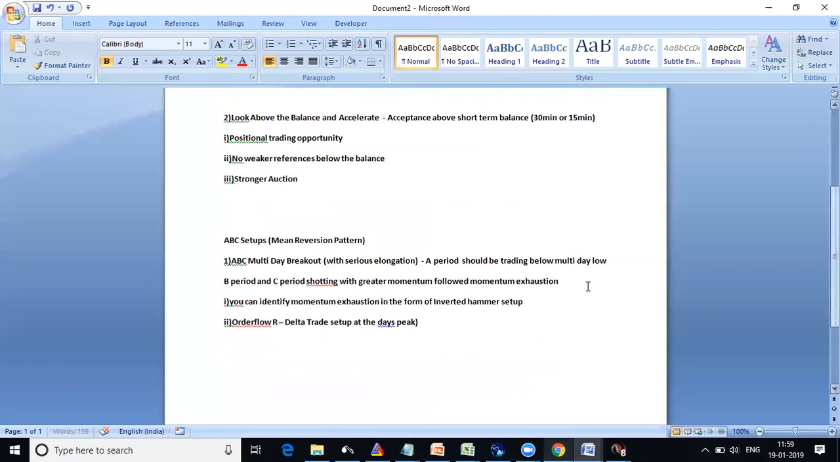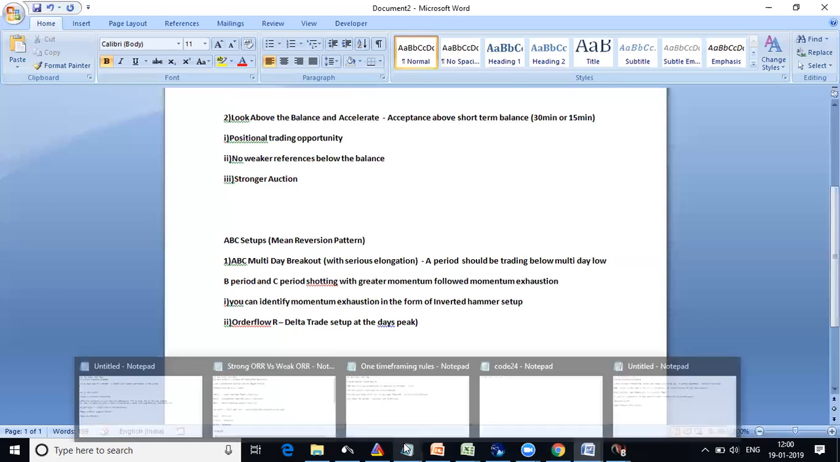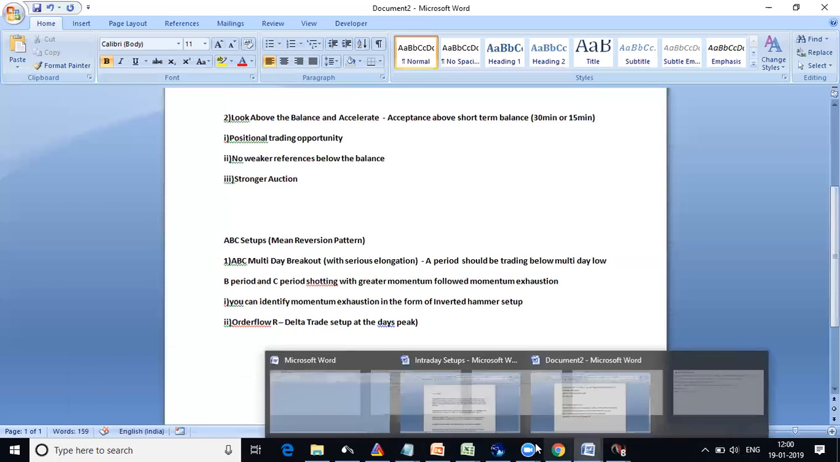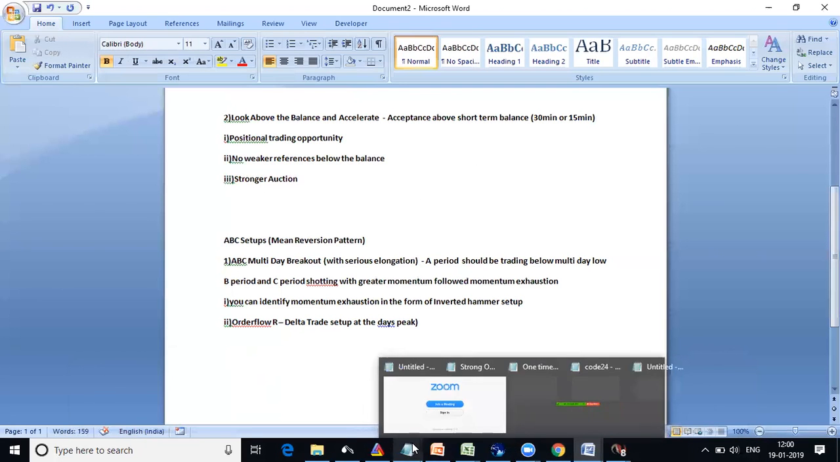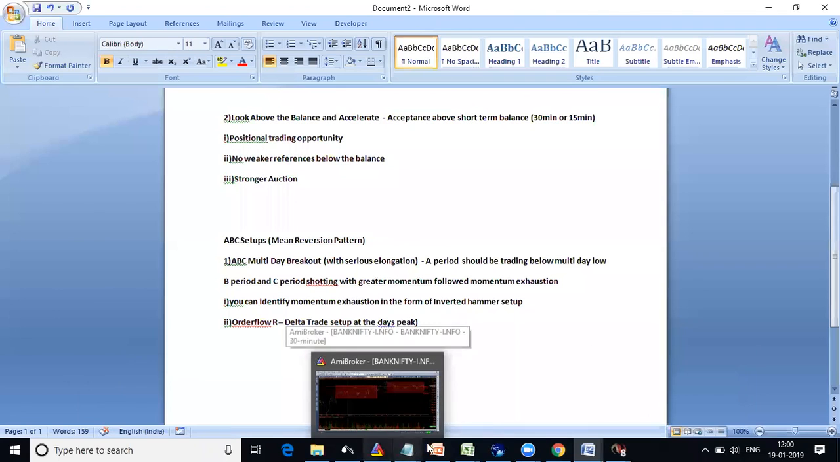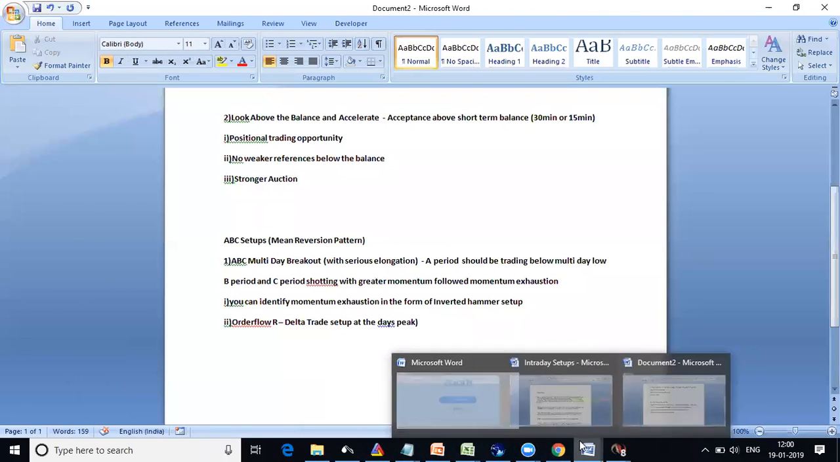Okay, next comes the sign of one more mean reversion pattern, which we saw in yesterday's markets. Again, it is a multi-day breakout. It's the same multi-day breakout, but the mean reversion happens in the reverse way. Now let me narrate first, then we'll go and look into the charts.